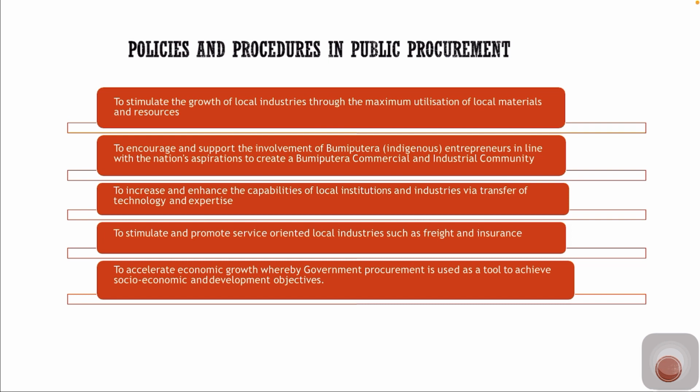So kita tahu kan, kita ada SME Bank, kita ada Bank Rakyat, kita ada MARA. So this is the initiative that has been provided ataupun financial assistance that have been provided by the government through the agent ataupun kita kata third party towards the local ataupun Bumi Putra entrepreneur lah, in line with the nation aspirations to create Bumi Putra Commercial and Industrial Community, kita kata BCIC.